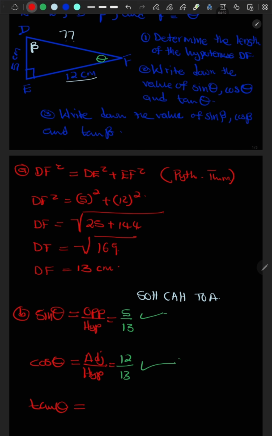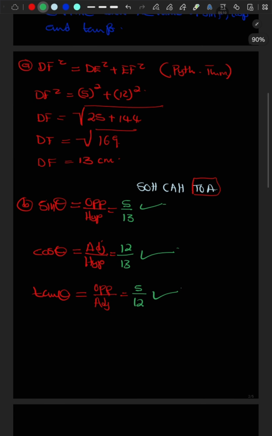tangent theta is equal to what? Going back again to our SOHCAHTOA, this will be opposite over adjacent. What is our opposite? We know from above, which is 5, and then the adjacent is 12. Then those are your answers. The last question, write down the value of sine beta, cos beta, and tangent beta. Okay, you may pause the video and try to answer these questions.